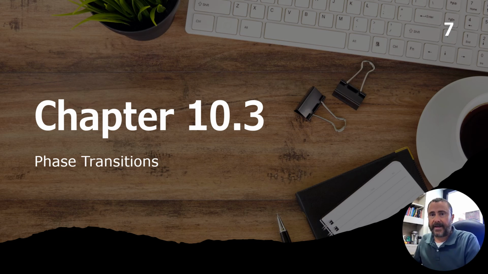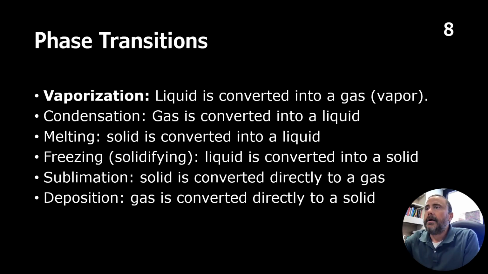All right, let's look at phase transitions. First off, let's talk about vaporization. Vaporization is where you have a liquid and it is converted into the gas phase. So a liquid into a gas is called vaporization. The reverse of that is called condensation. You might have seen this on a glass on a warm day where you've got some ice water on the outside of the glass, you get condensation. That's where gas is converted into the liquid phase.